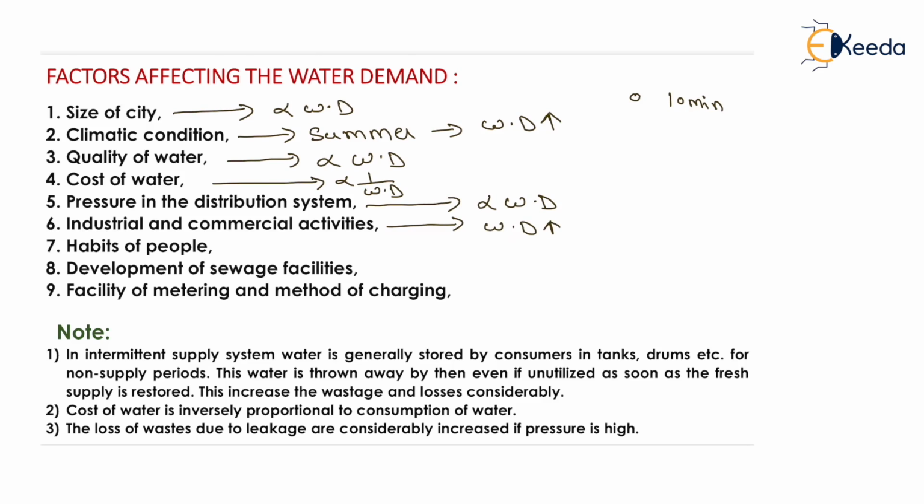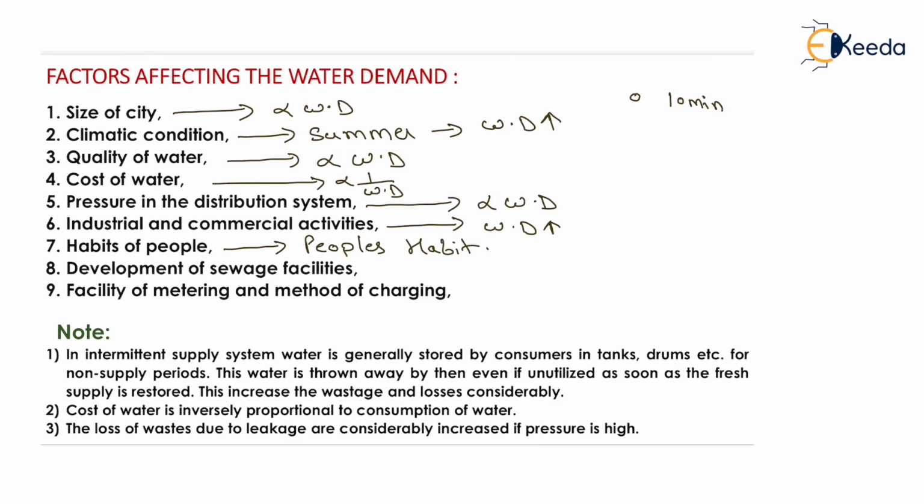Okay. Now habits of people. It will depend on the type of people. If some people have a habit of washing their hands every 5 to 10 minutes, then the water demand will be high. And some persons have habits where they will not wash hands or faces on a regular basis, then the water demand will be very low. So it will depend on the people's habits.